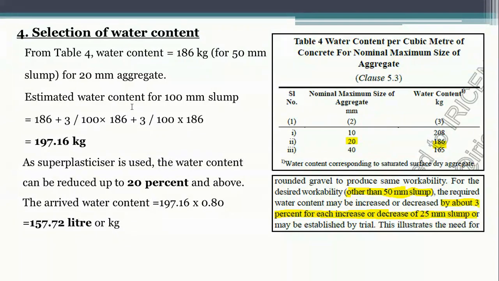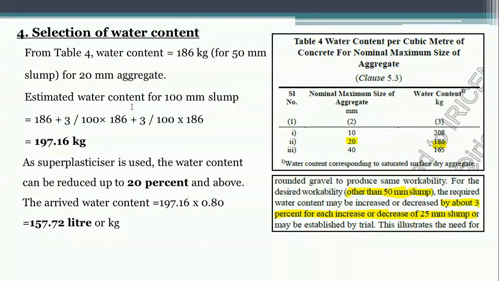Since we are using admixture, you saw what type of chemical admixture is used. So what is the role of our admixture? What theory says is, by using admixture you are able to reduce the water content. That's why, out of 197.16 kg approximately, we are reducing 20% of the water. So by 20% of the water, the remaining 80% will be there. So 197.16 into 80% gives the answer as 157.72 liters or kgs.